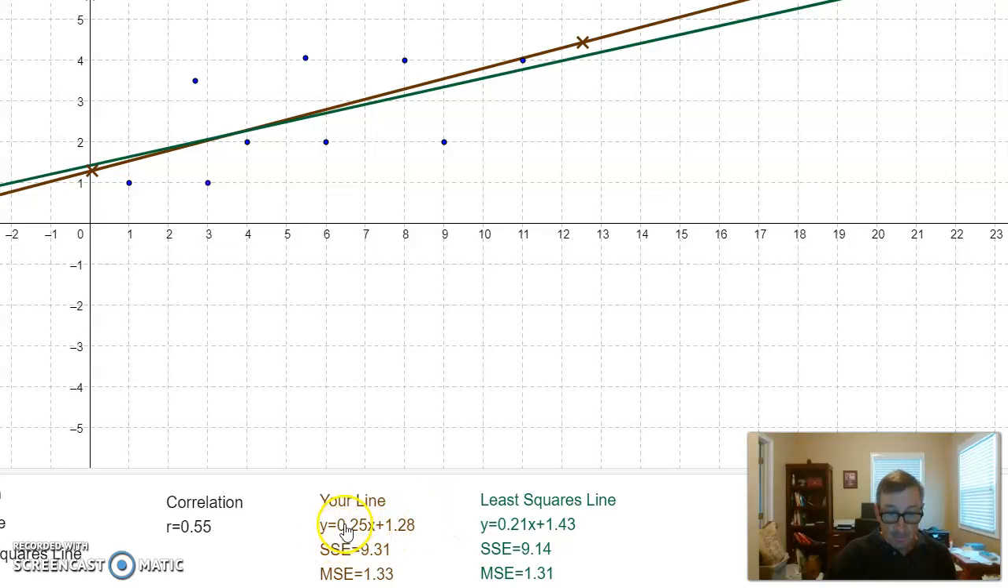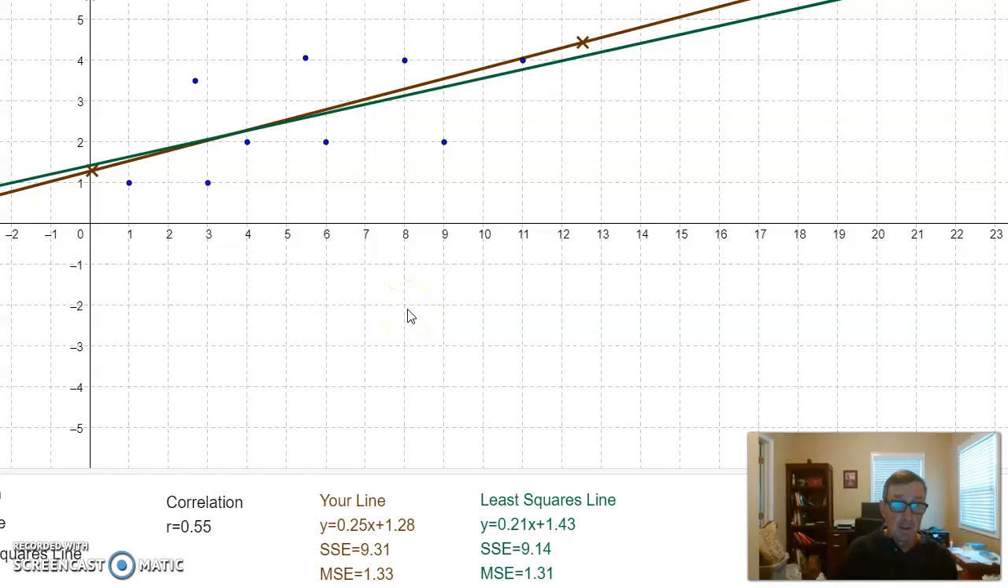So here it shows me that the SSE for the line that I used was 9.31. The smallest possible SSE is 9.14. And it also tells me that the line that I chose had a slope of 0.25 and a y-intercept of 1.21. But the least squares line has a slope of 0.21 and a y-intercept of 1.43. So the smallest possible SSE is 9.14.